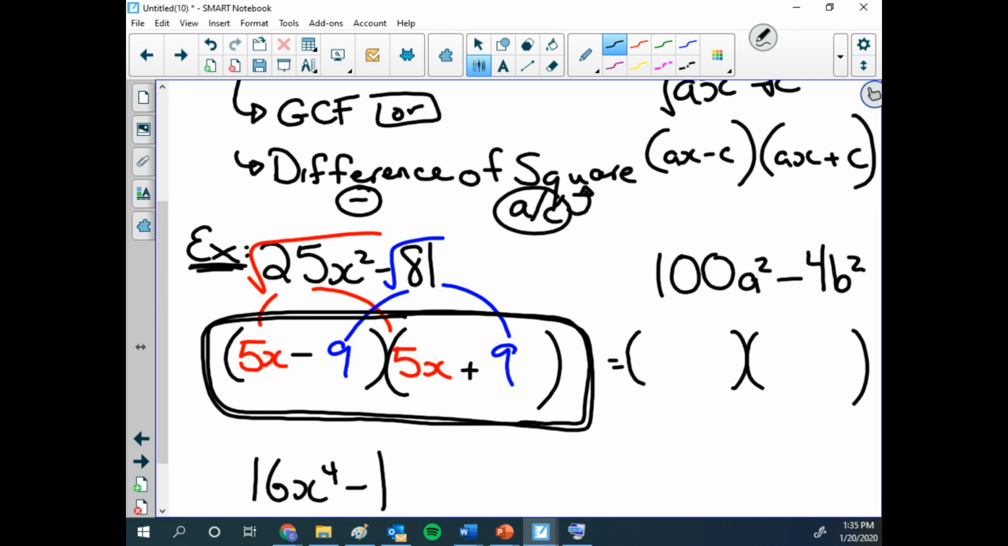Perfect. Yep. So I'm going to square root each term. The square root of 100a squared is 10a. And make sure whatever you have written first is what comes first in your binomials. And then I would also square root 4b squared, which is 2b. And they become conjugates. So one of those would be positive and one of those would be negative.